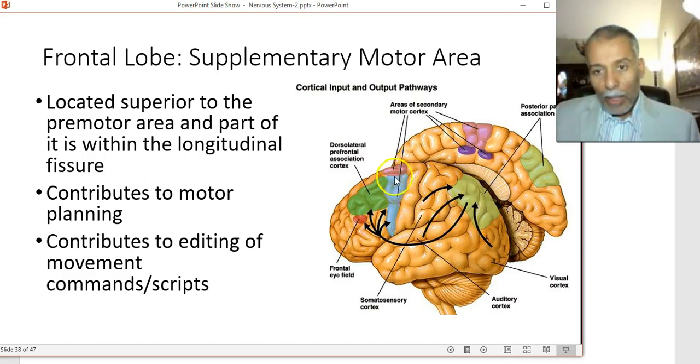There is an area here, and these two blue areas, but they extend. So here it continues to go between the two hemispheres. That area is called the supplementary motor cortex. It contributes to editing movement, including speech movements or other movements, but it edits the movements before you do them, before you initiate them.